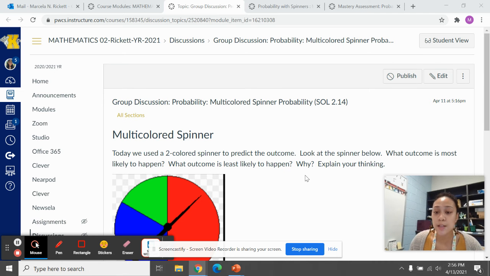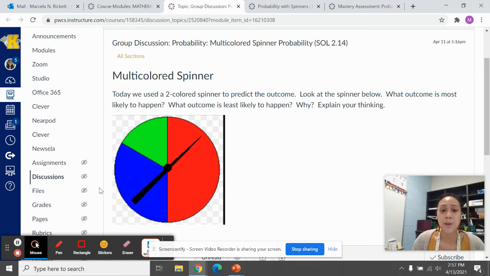I just wanted to review with you a little bit before you start your assessment. Okay, here we have a multicolored spinner. We're going to use a spinner to look at the probability of what will happen, what will most likely happen, and what will least likely happen. And you need to be able to explain your thinking to understand why we know what we know.